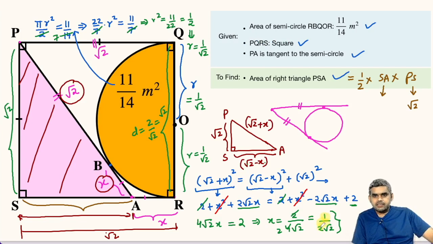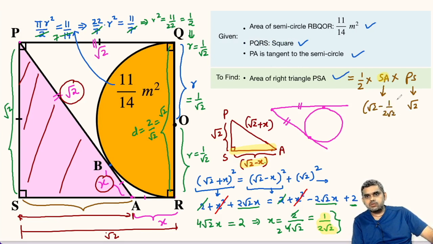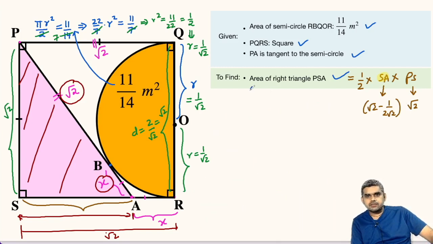After getting the value of x, we can find the value of SA. SA is root 2 minus x. Here we can write root 2 minus 1 upon 2 root 2. We will close the bracket here. Now let me clean the board. So the area of this right triangle PSA can be written as half times root 2 minus 1 upon 2 root 2, times root 2.